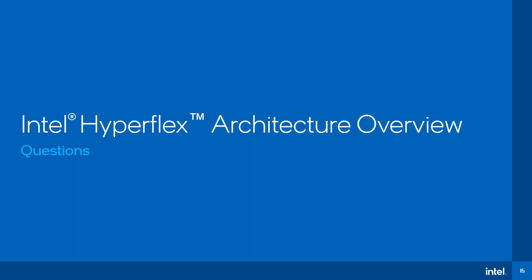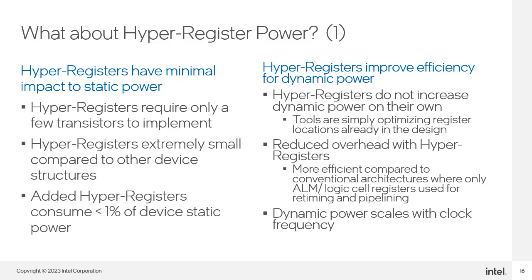Let's address those now. With the addition of all the hyperregisters to the architecture, how does this affect power? Well, the hyperregisters are simple D flip-flops, so each requires only a few transistors to implement.